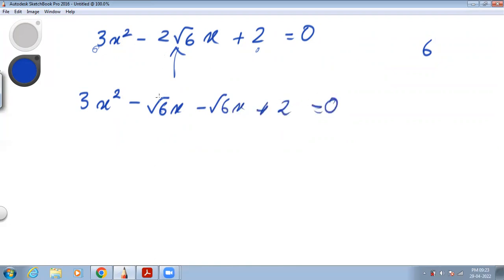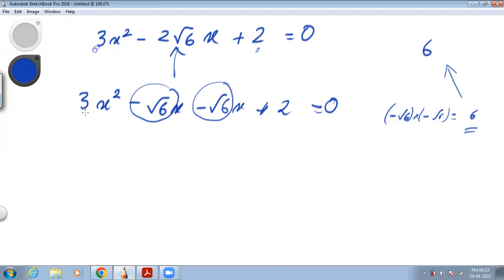Can I write it like this? Now you see, minus root 6 and minus root 6, if you add them, you get minus 2 root 6. So it's satisfying our first criterion. And minus root 6 into minus root 6 is equal to 6. So this matches our a into c. So both the rules are satisfied. So this will give us a perfect way to solve our quadratic equation.